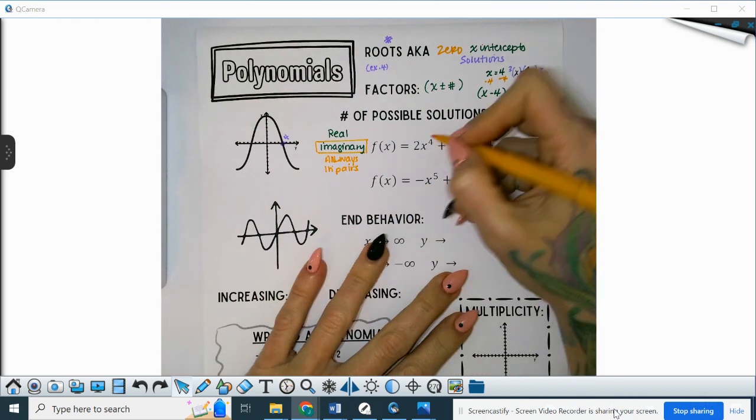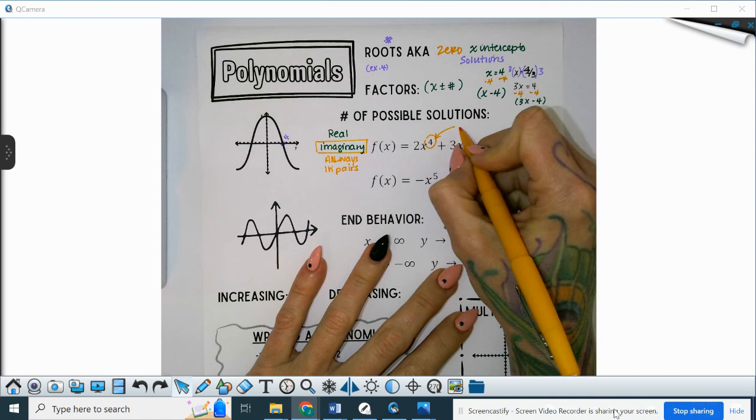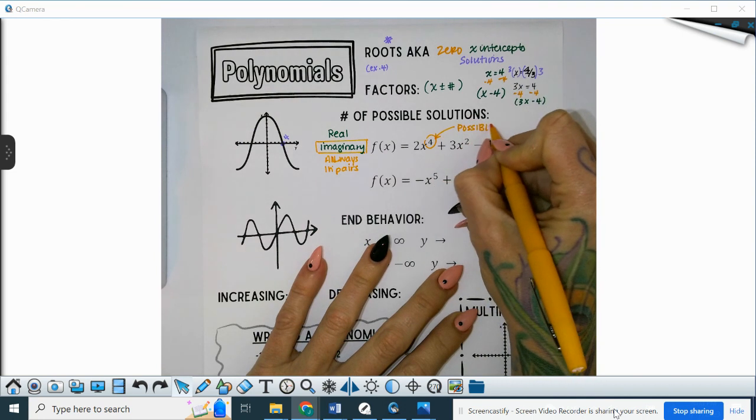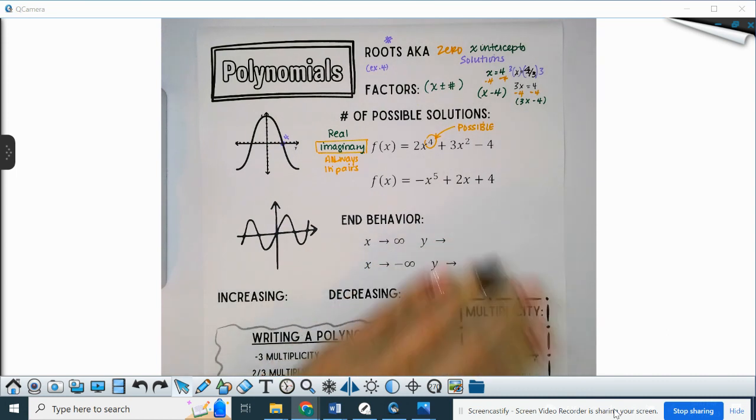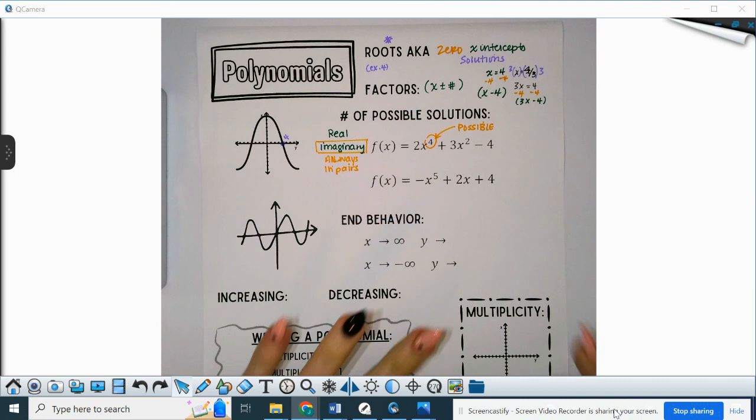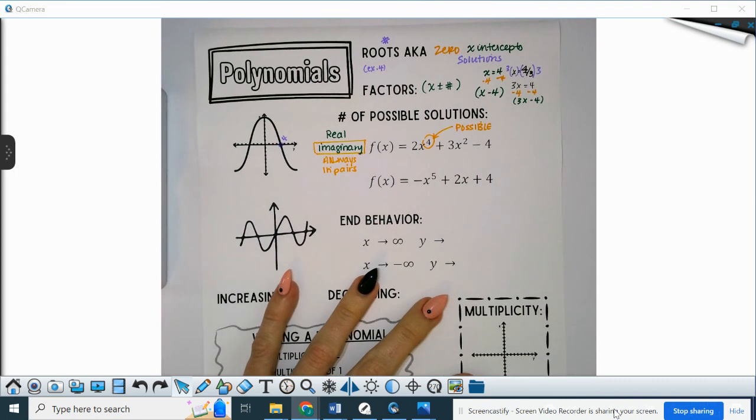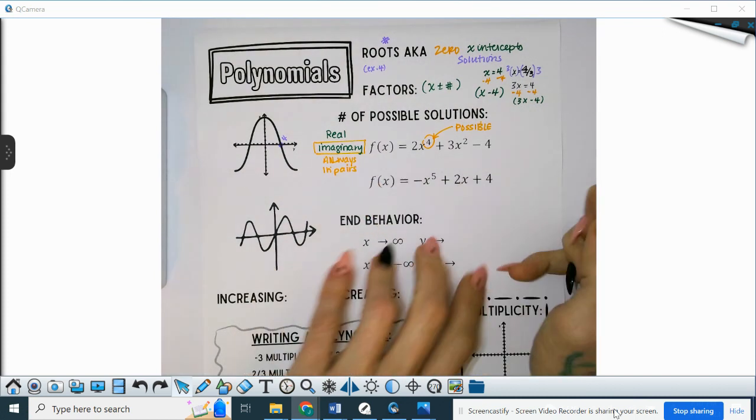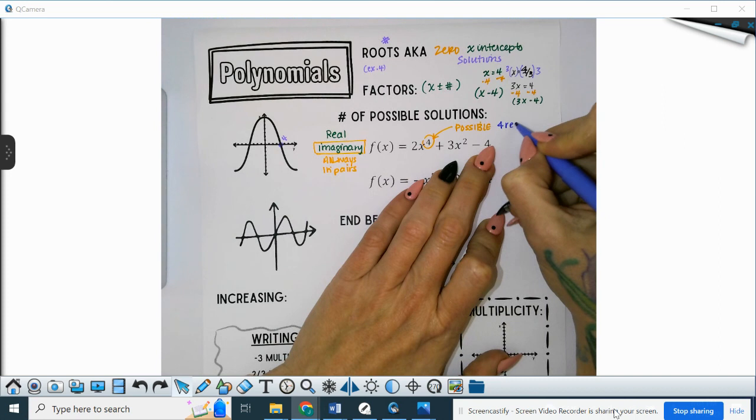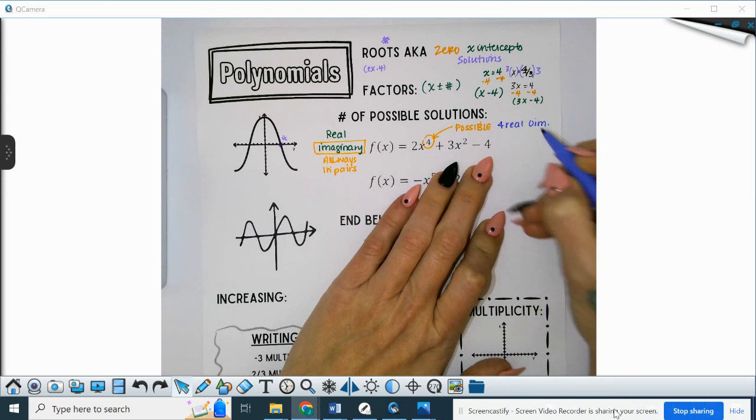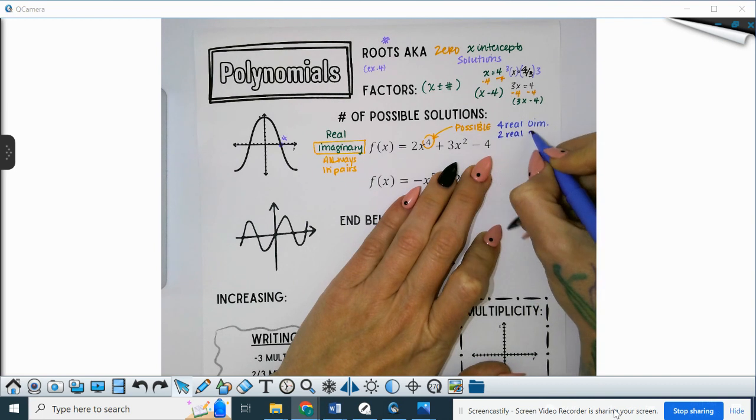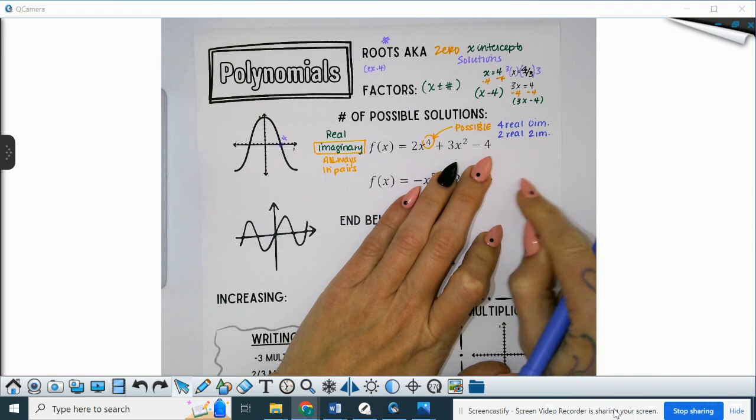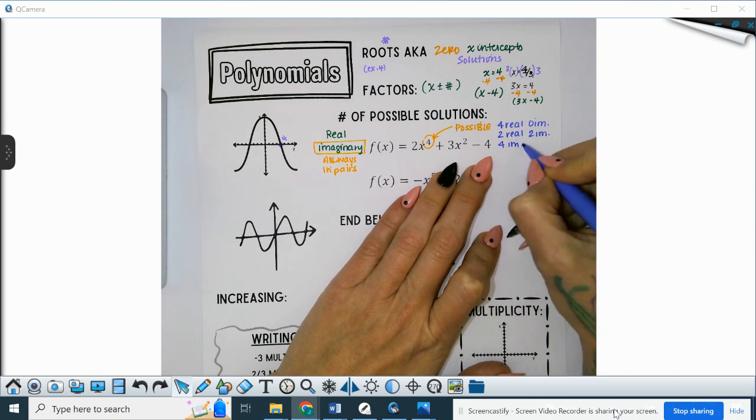Now, you are going to look at your highest exponent to look at your possible roots, zeros, solutions, x-intercepts. So there's going to be 4 possible. Now, the different combinations of that 4, you could go look in your Desmos and see how many times it crosses the x-axis, but know there's 4 total. So since imaginary has to be in pairs, I can do 4 real with 0 imaginary. I can do 2 real with 2 imaginary. And then I can do 4 imaginary with 0 real.